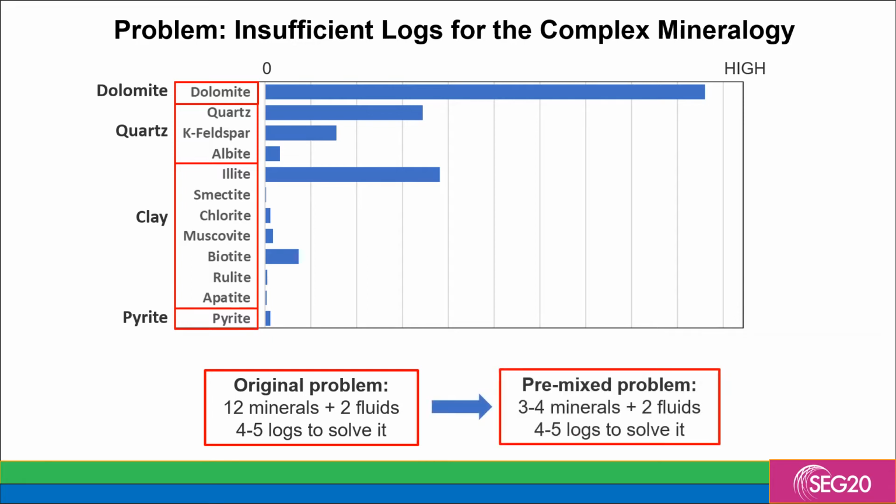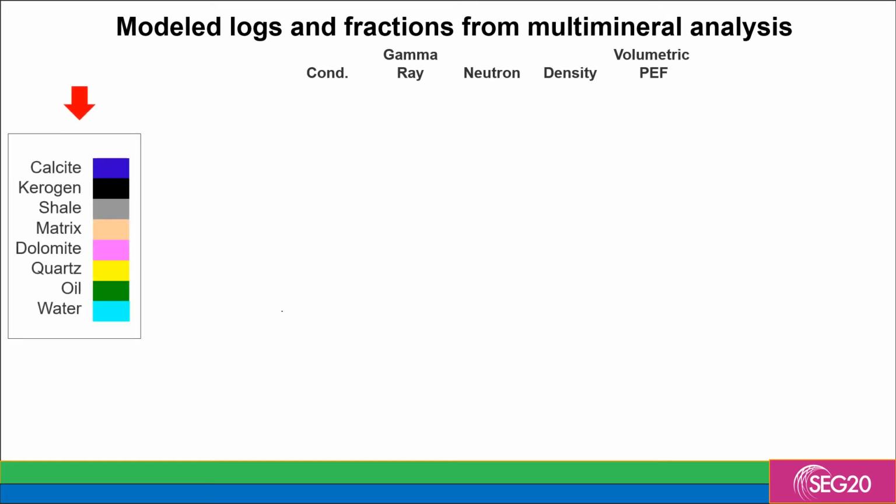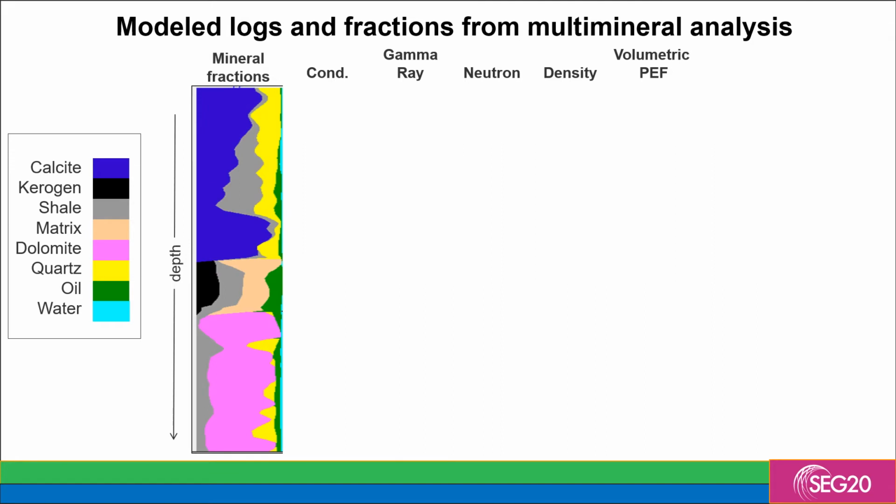So after going through this process of lumping minerals into larger groups, we transform the original problem into a premixed problem that consists of 4 minerals and 2 fluids, a problem that we should be able to solve with the amount of logs available. Here are the results we typically get from multimineral analysis. For a given set of input logs, 5 in this case, we select the constituents we want to model and assume their physical properties. In this example, we have 6 minerals: calcite, kerogen, shell, a premix matrix, dolomite, and quartz, and 2 fluids, oil and water. Then we solve for the relative amounts.